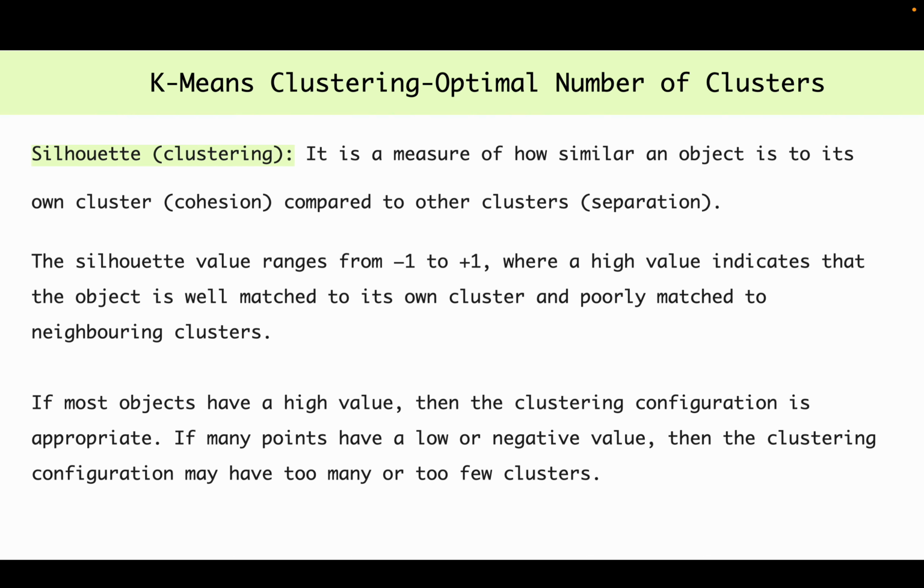There are other ways to also find it. One is the silhouette method, which measures how similar an object is to its own cluster compared to other clusters, and this value usually ranges from -1 to 1, where a high value indicates that the object is well matched to its own cluster and poorly matched to neighboring clusters. If most objects have a high value, then we can say that the clustering configuration is appropriate. If it has a negative value, then the configuration is not proper. So this is another way.